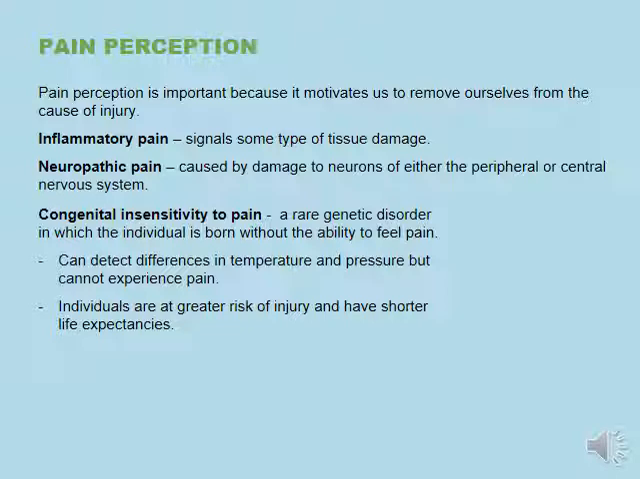So again, you have pain perception. You have inflammatory pain, neuropathic pain, and within that you also have the impacts of what is considered congenital insensitivity to pain. So the inflammatory pain is primarily tissue damage. Neuropathic pain is damage to neurons of either the peripheral or the central nervous system. And for congenital insensitivity to pain, the danger is that individuals who have this disorder often have a shorter life expectancy because they can put themselves in harm's way, and in addition they're at a higher rate of being injured.